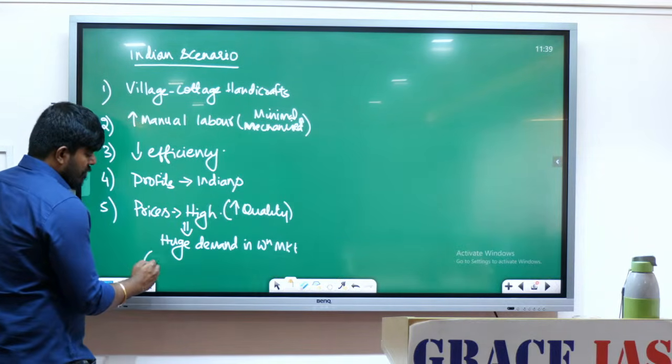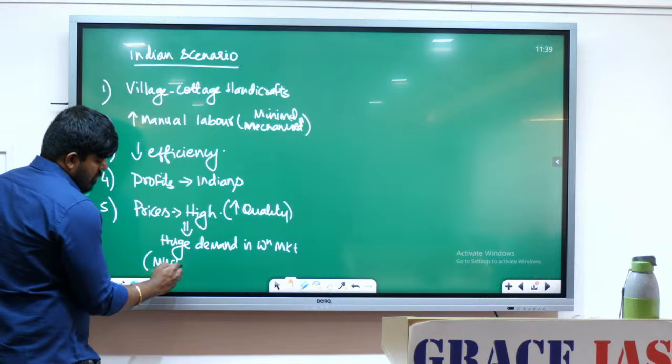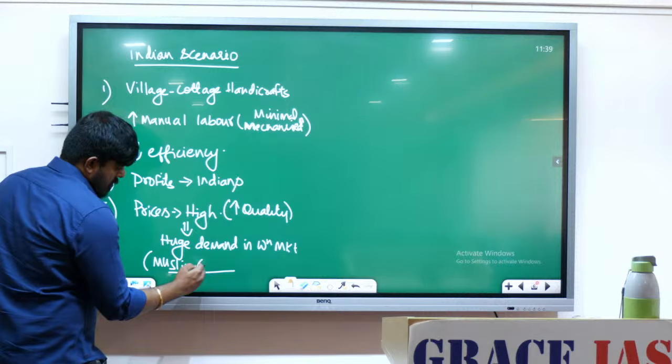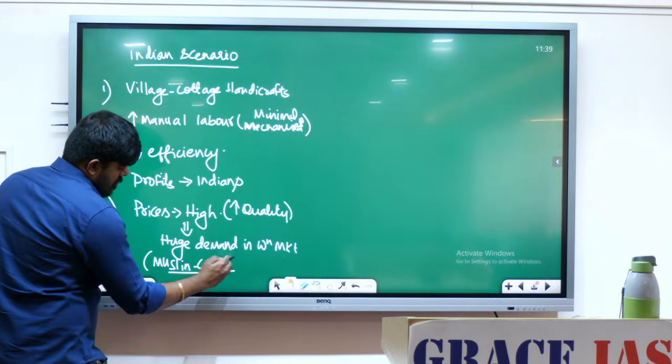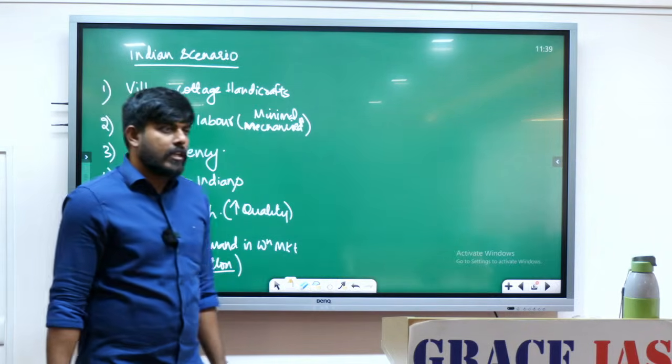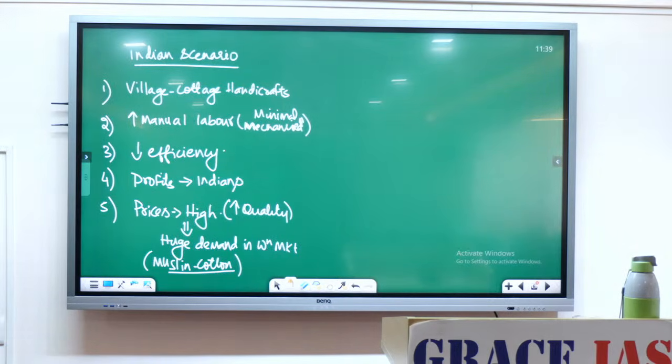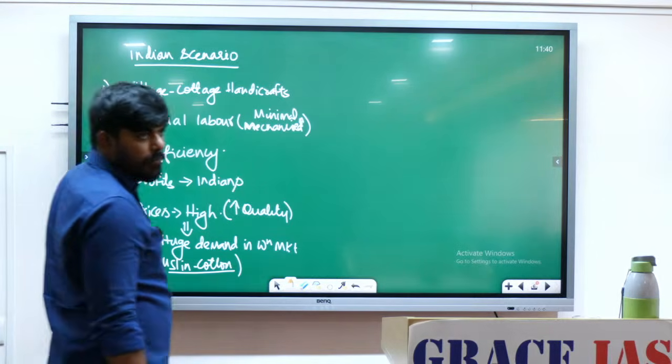Okay. For example, the muslin cloth, cotton clothes, etc., that was manufactured in India has huge demand in the Western world. Okay. So now this was the Indian scenario.